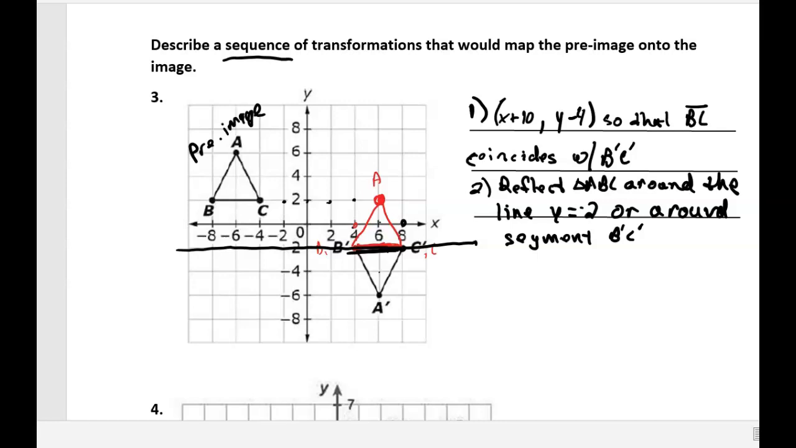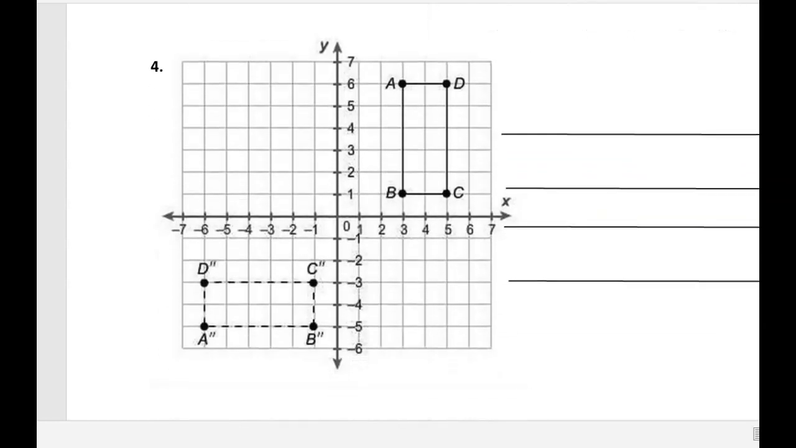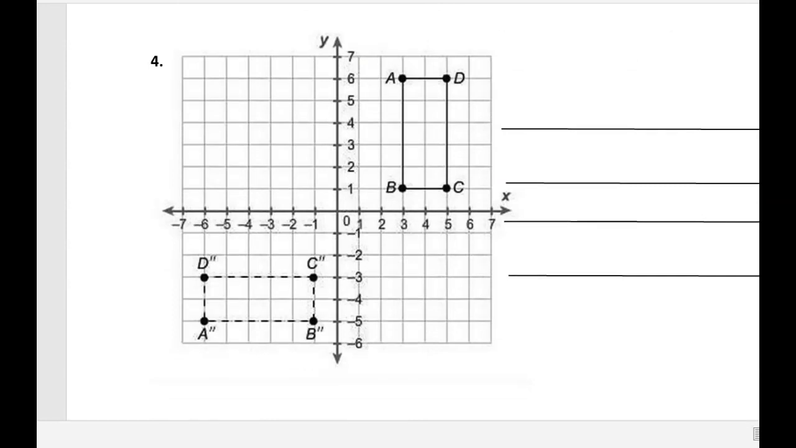Okay. Last problem I'm going to ask you to do. Kind of the same thing in terms of what we would want to do first. One of the easiest things we want to do is to get at least one of our points, hopefully more, but at least one to coincide with one of the points in the new image. So this is our pre-image. And we want to take that, move it over here to what we would then call our final one, which is the image. So we want to get at least one point to line up.